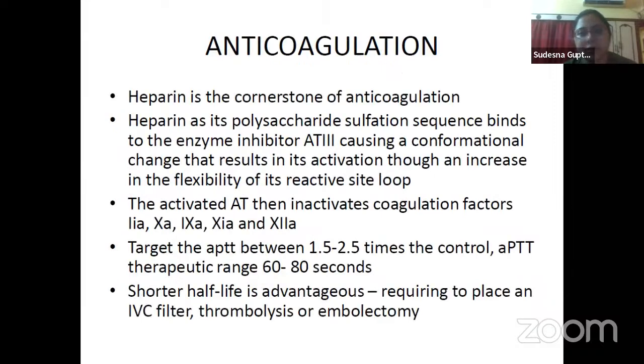Anticoagulation: heparin is the cornerstone. A bit about heparin: its polysaccharide sulfation actually binds to the enzyme inhibitor antithrombin 3 and causes a conformational change with selective activation of its activating factor. Heparin inactivates the coagulation factors 10, 9, 11, and 12. And we need to keep a target aPTT of 1.5 to 2 times the control.